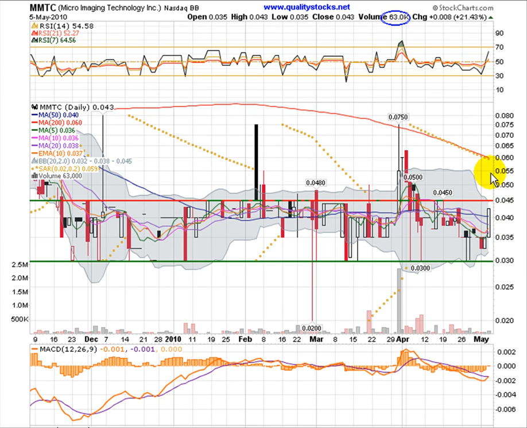You know, you want to see it at worst trending between the 50 and the 200-day. So let's look for that 4.5 cents area to fall, and we'll go from there.